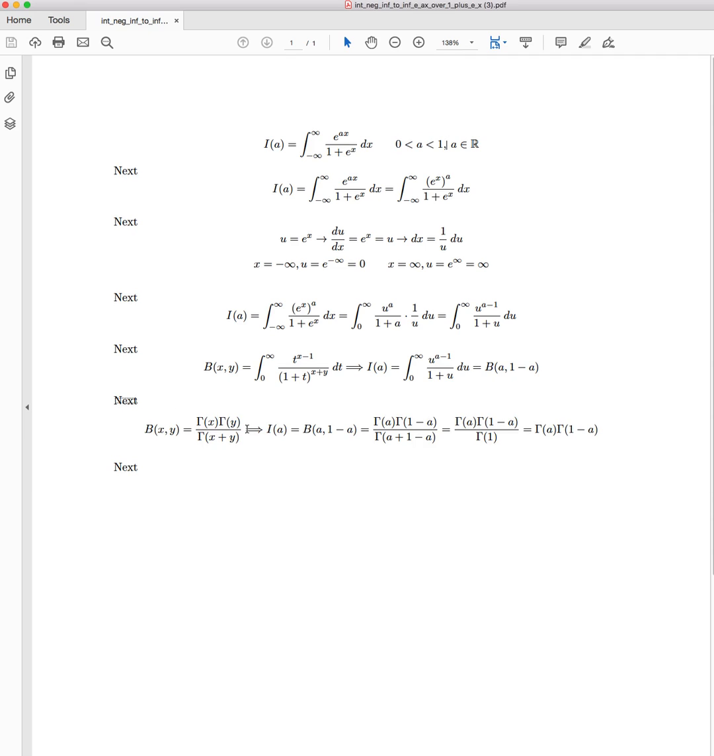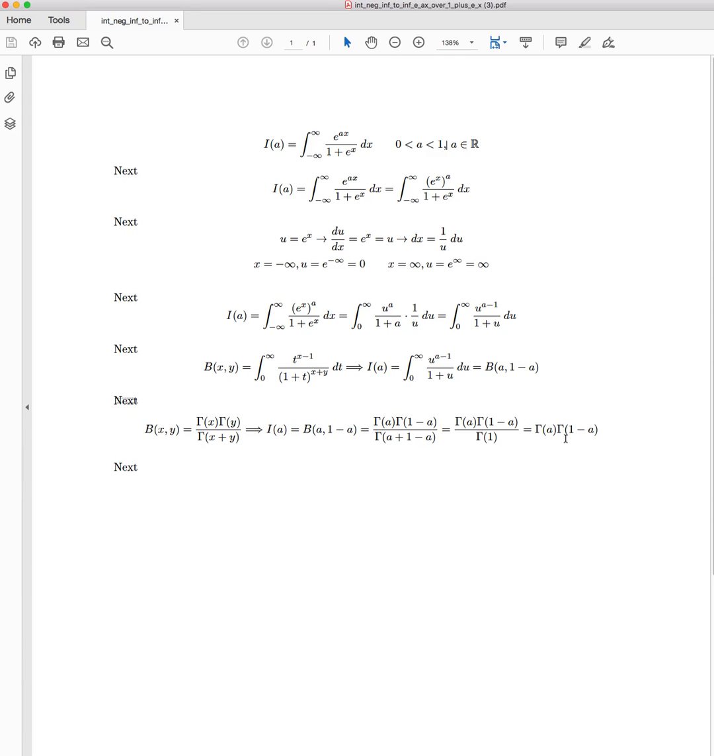Okay, so the next thing that we're going to do is use the relationship that exists between the beta function and the gamma function. Beta function of x comma y is equal to gamma of x, gamma of y over gamma of x plus y. So therefore, I of a, which equals beta of a, 1 minus a, is equal to gamma of a times gamma of 1 minus a over gamma of x plus y, which is a plus 1 minus a. Obviously the a's just cancel out, and we're left with gamma of a, gamma of 1 minus a over gamma of 1. Gamma of 1, which is 0 factorial, is just equal to 1. And so we're left with gamma of a times gamma of 1 minus a.